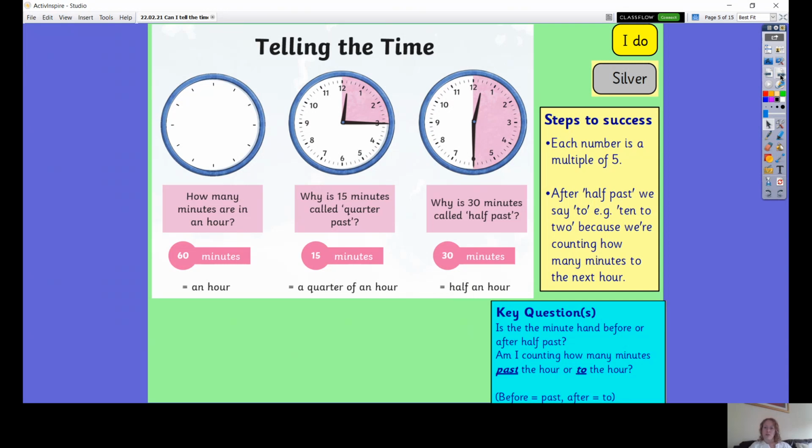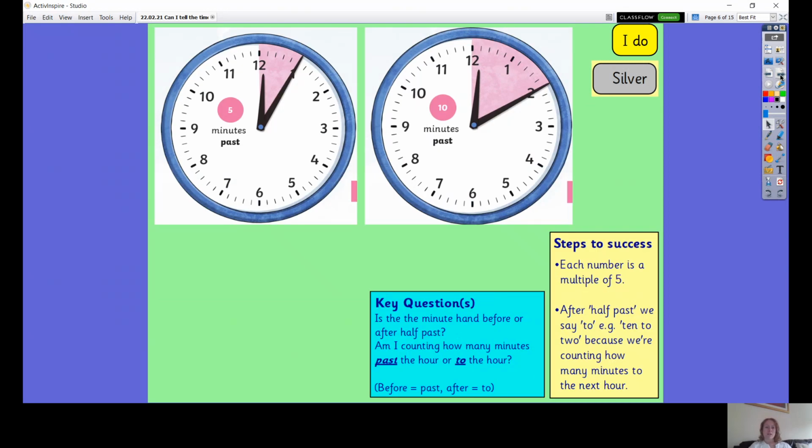So let's move on. So today, as I said at the beginning, we're going to be revising telling the time to the nearest 5 minutes. And we might have gone over this before. In fact, we have gone over this before. But with the other lockdowns and stuff, I think it may sometimes get a little bit lost in translation. So I just want to remind you of this before we move on to some more tricky stuff later in the week.